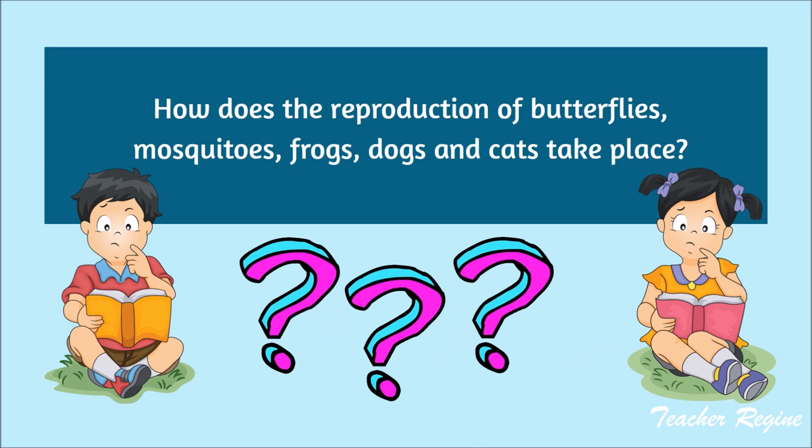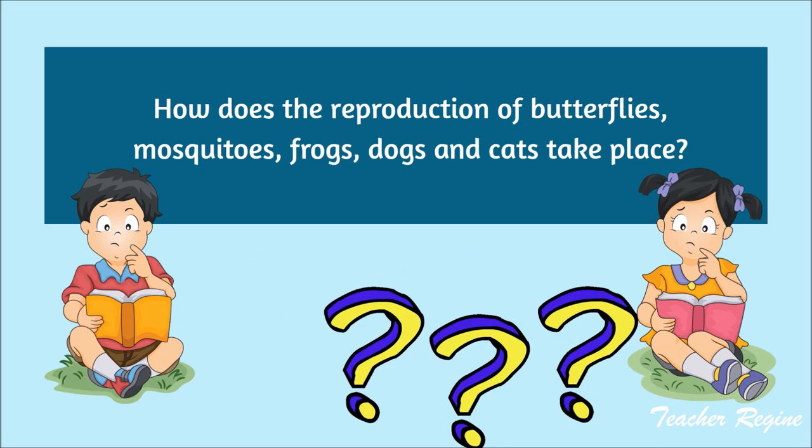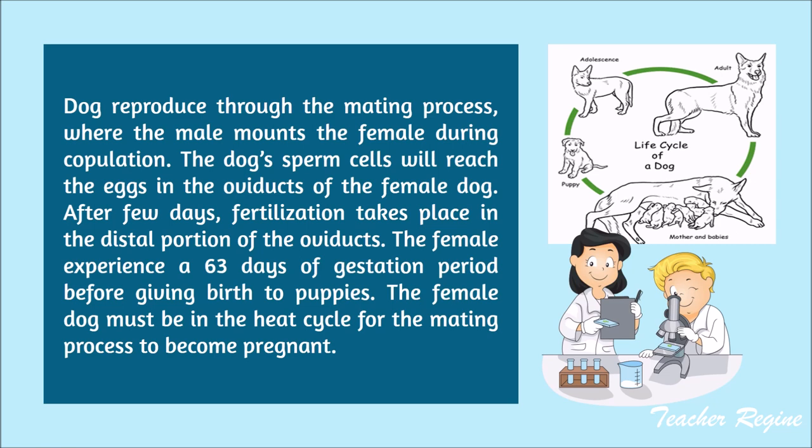How does the reproduction of butterflies, mosquitoes, frogs, dogs, and cats take place? For dogs, dogs reproduce through the mating process where the male mounts the female during copulation. The dog's sperm cells will reach the eggs in the oviducts of the female dog. After a few days, fertilization takes place in the distal portion of the oviducts.